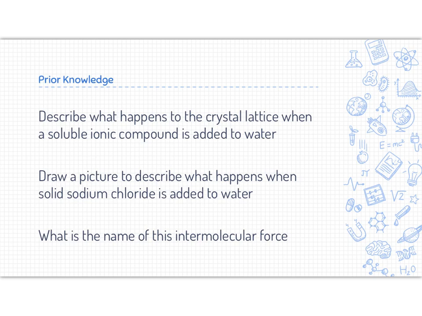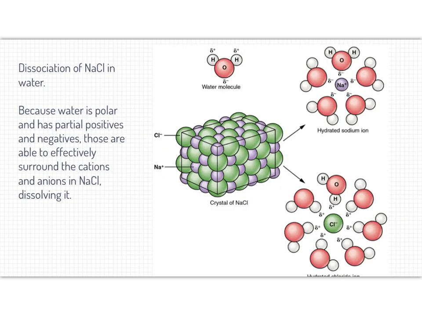So what we know is that when a soluble ionic compound is added to water, the positive ion and the negative ions break apart in the crystal lattice. The positive ion gets surrounded by partial negatives in water, and the negative ion becomes surrounded by the partial positives in water. To describe what happens when sodium chloride is added to water, I've drawn it on the next page here. And by drawn it, I mean actually took a picture from a textbook.